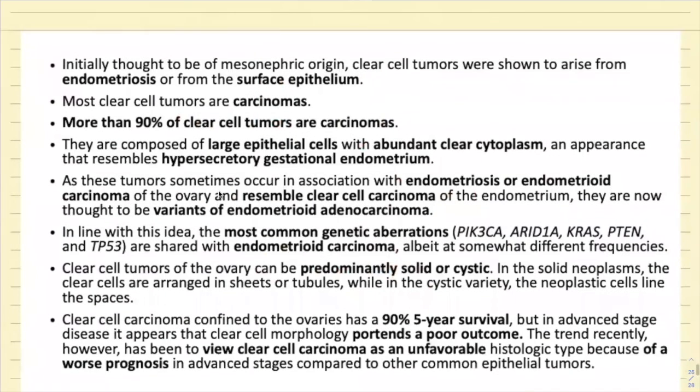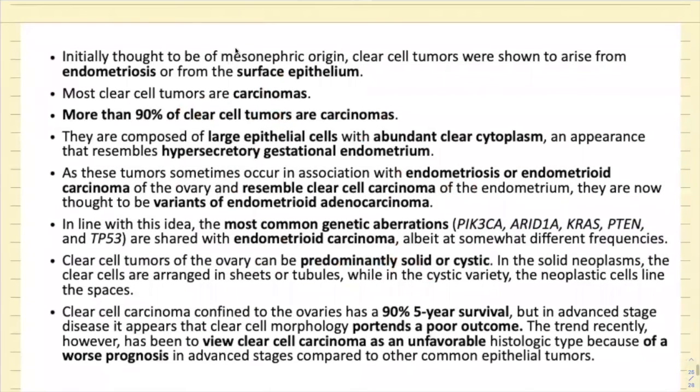The next important epithelial tumor is your clear cell carcinoma of the ovary. Now, clear cell carcinoma of the ovary, initially it was thought to be of mesonephric origin. But clear cell tumors were shown to arise from either areas of endometriosis or even the surface epithelium. Now, more than 90% of all the clear cell tumors of the ovaries are carcinomas. So the number of benign and borderline tumors is very small.